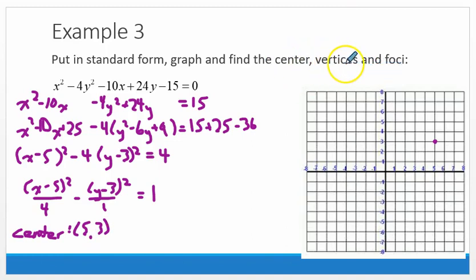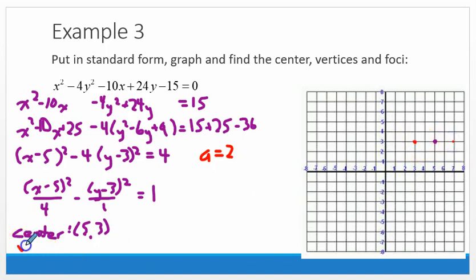And then for the next part, they want to know the vertices. Well, since my a value on this one is 2, and I know that we need to add or subtract it from the x coordinate because it came from underneath x, I'm going to start with the center 5, 3, and I'm going to be going 2 in the x directions. So 2 to the right and 2 to the left.